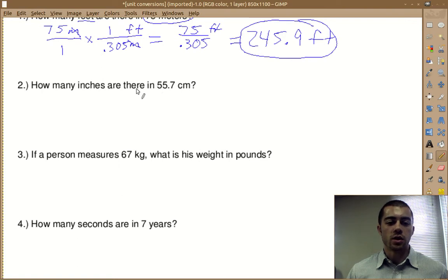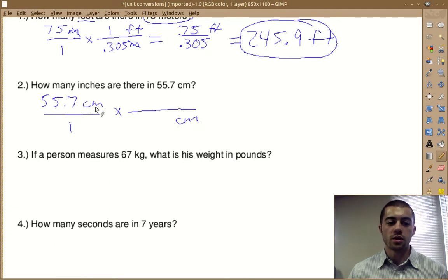How many inches are there in 55 centimeters? So if we take the number that we start with, 55.7 centimeters, and we want to multiply by our conversion factor. So we know we want to put centimeters on the bottom, because if centimeters is on top here, we want to cancel it out, centimeters with centimeters in the numerator and the denominator, and what we're looking for is inches.